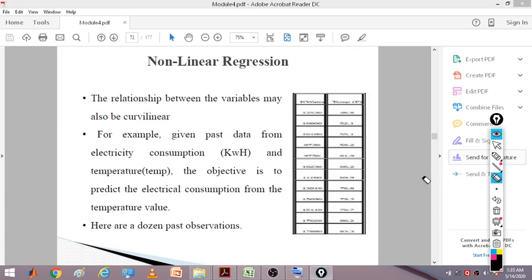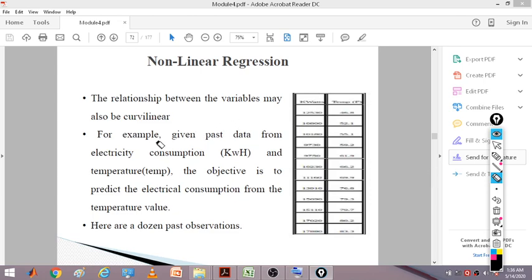Now non-linear regression, that means the curve may not be linear, may not be a line going in one direction or the other. It may be curvilinear. So that is called non-linear regression. The relationship between the variables may be curvilinear, like we have shown in the first example.